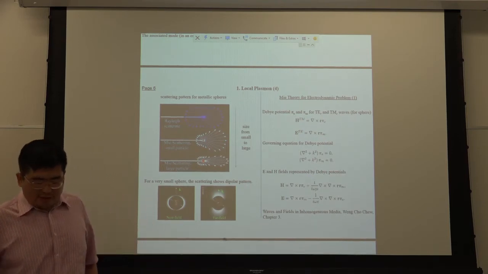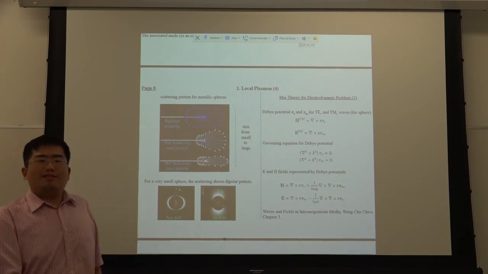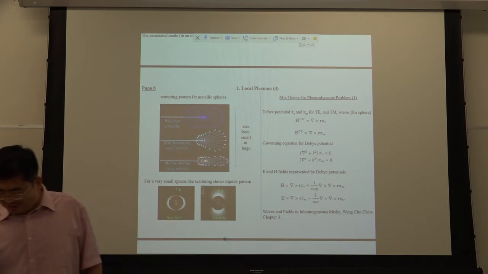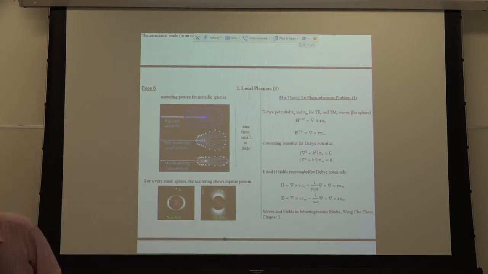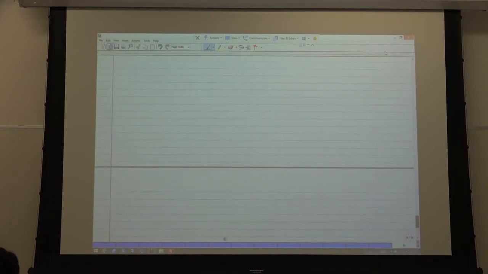I think this is the rigorous way to solve that. This part is quite difficult. It's fully mathematical, so it's quite difficult. So I'd like to talk about this more simply. I won't derive this in detail. It's very mathematical, the Mie theory.